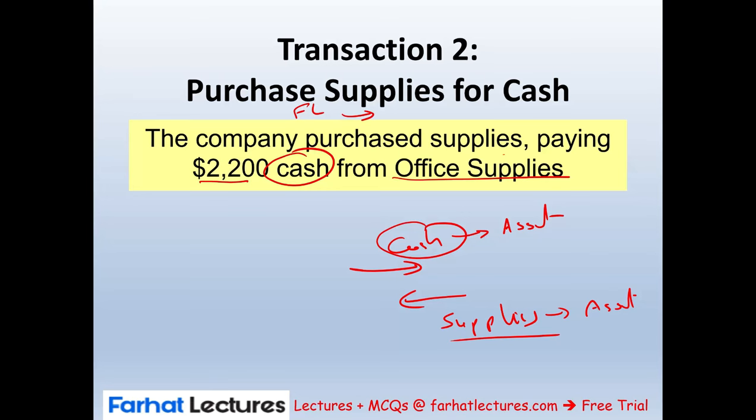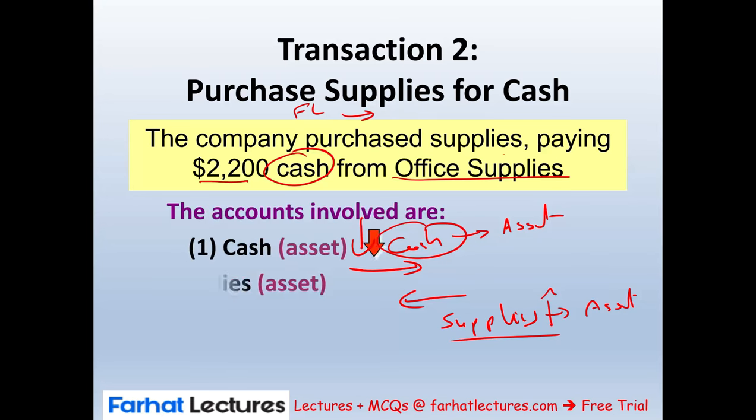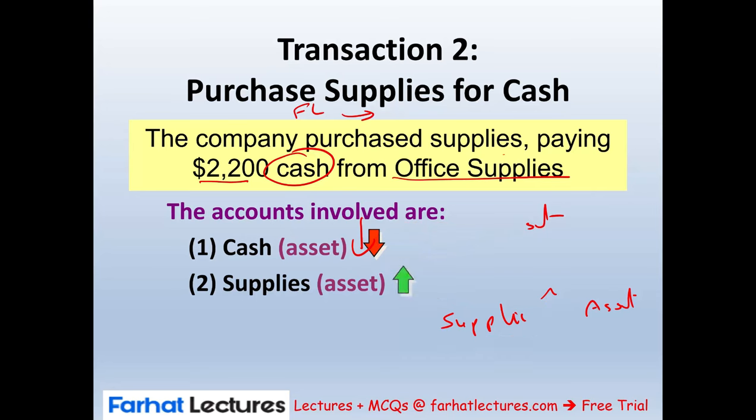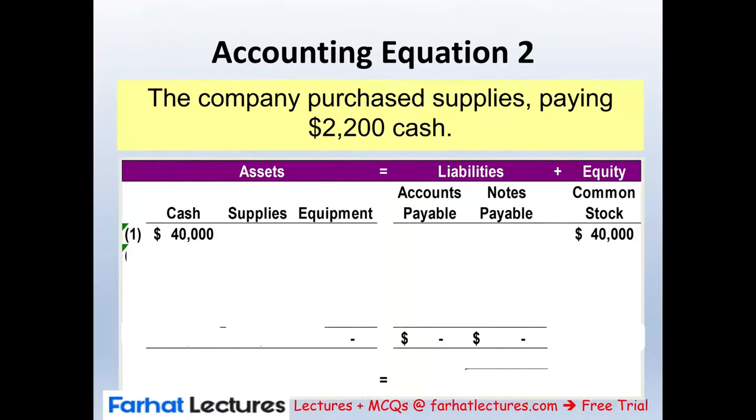What happened to my cash account? My cash account went down. What happened to my supplies? I purchased more supplies. Supplies went up. Therefore, cash went down and supplies went up. This is what happened in this transaction. Let me show you what it would look like under the accounting equation. Under the accounting equation, cash will go down, supplies will go up.